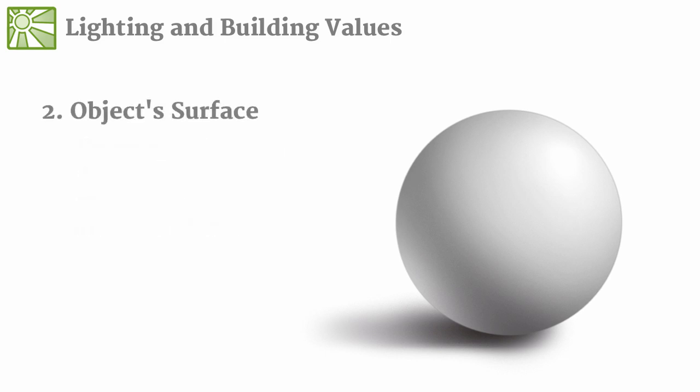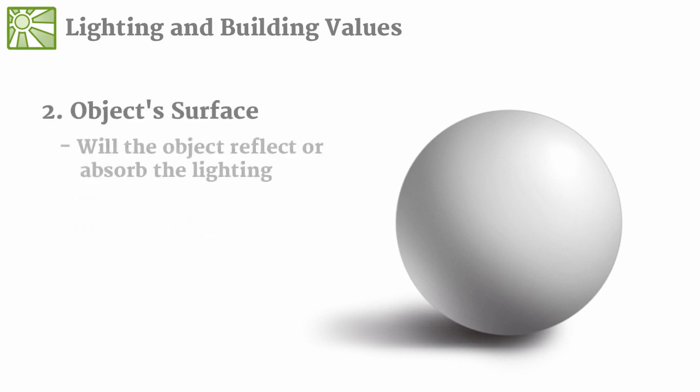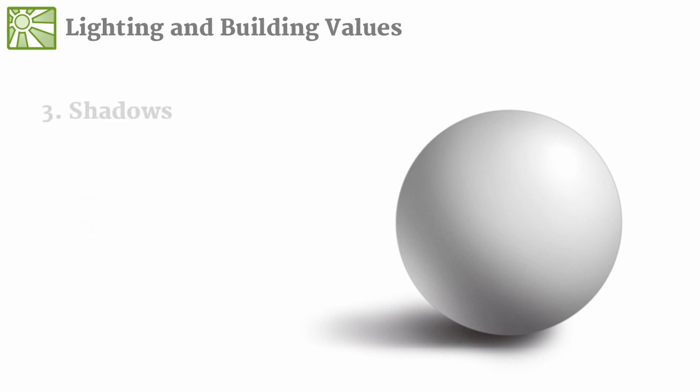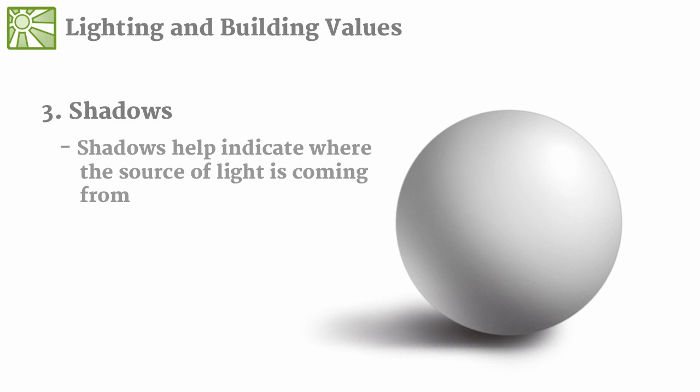So then next we're thinking about the object's properties. Will the object reflect or absorb light? Will it glisten or will it scatter the light? So you want to make sure the object corresponds to the lighting appropriately. And lastly, adding shadows. Because lighting is only half the task. Make sure you remember to include the shadows to really indicate where your light source is coming from.